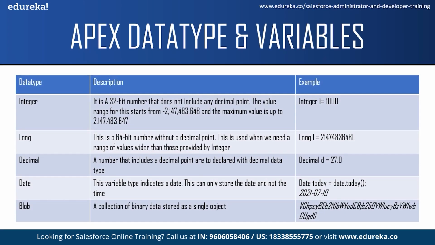First in primitive data types is the integer data type. Now this integer data type is a 32-bit number that does not include any decimal point. The value ranges from a minimum of -2,147,483,648 and the maximum value is up to 2,147,483,647. So now let me just switch to my Salesforce console and show you how you can declare an integer data type and variable.